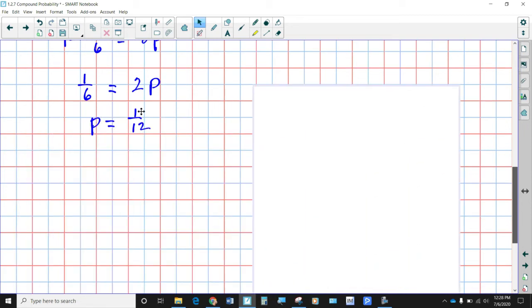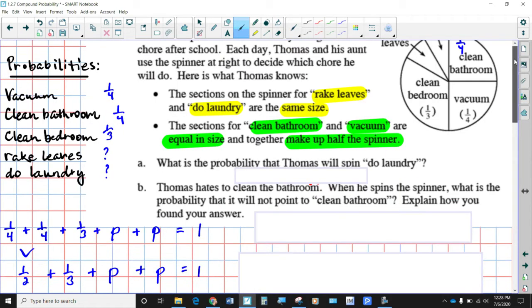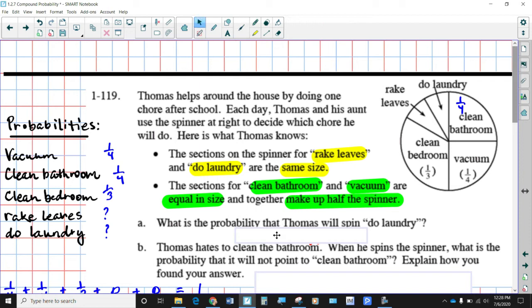Well, half of 1/6 is what you get when you take 1/6 and multiply it by 1/2, right? And so that's how we're going to get 1/12. So if you said do laundry was 1/12 probability, you were correct. That is exactly right.